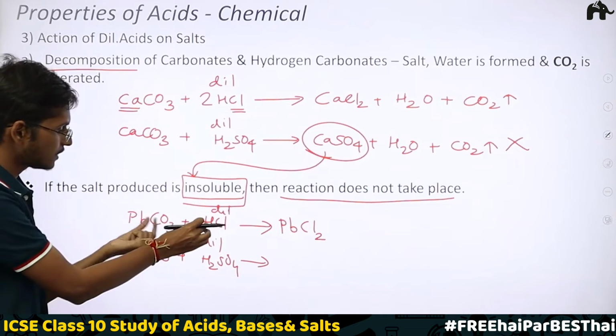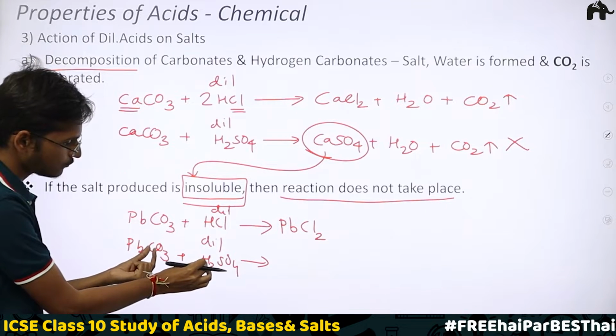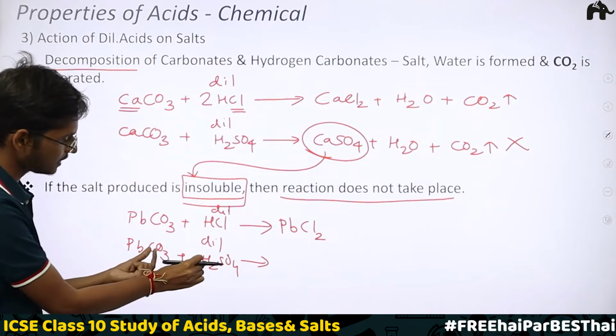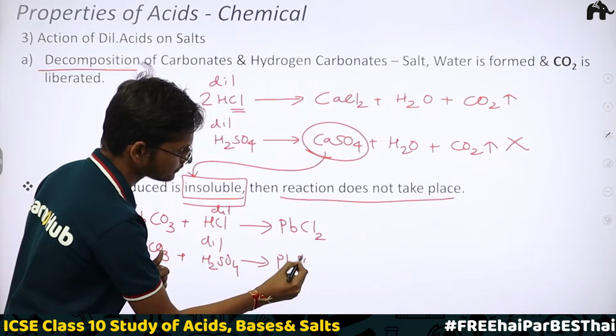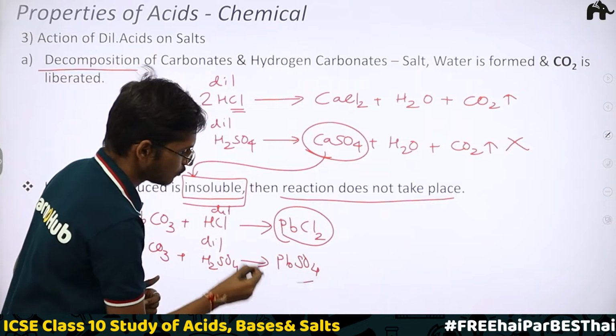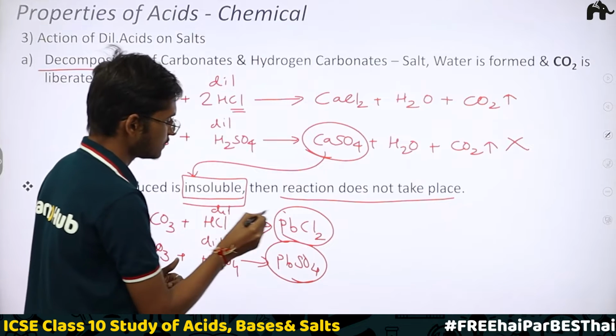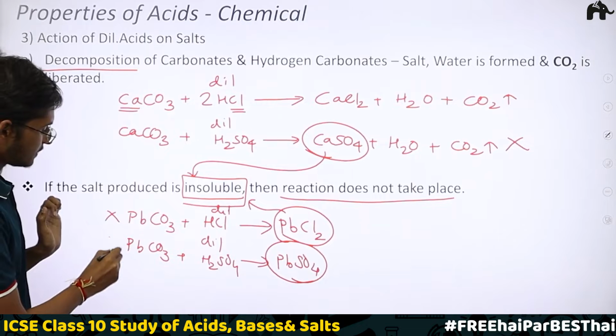So remaining is lead and chlorine. So lead chloride. Same way, hydrogen, carbon, oxygen would be involved in forming water and carbon dioxide. So remaining is lead and sulfate. So lead sulfate, PbSO4. Now both of these salts are also insoluble. So these reactions also don't take place.